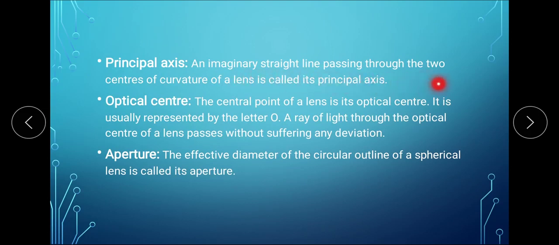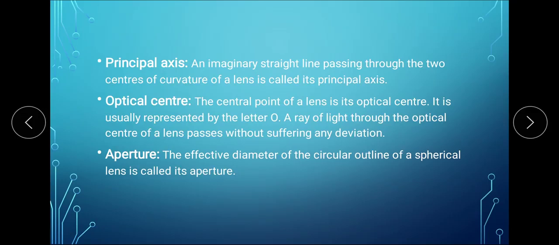Students, the imaginary line which passes straight through the two centers of curvature of a lens is called principal axis. So a principal axis passes through the centers of curvature. The central point of the lens is called its optical center, and we represent it by the letter O. It is very important to note that a ray of light which passes through the optical center of the lens passes straight without suffering any deviation.